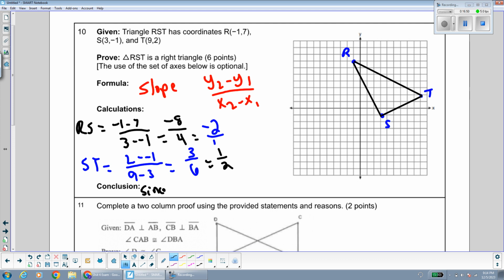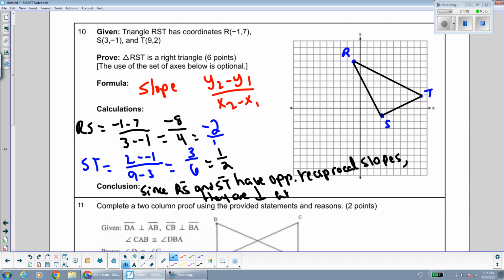Since RS and ST have opposite reciprocal slopes, they are perpendicular and form a right angle. So triangle RST is a right triangle.